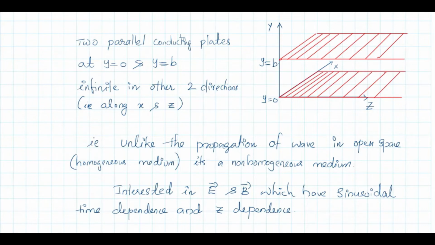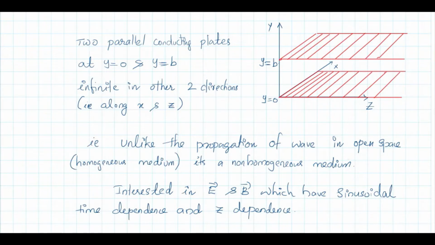Okay. Now, unlike the propagation of electromagnetic wave in open space, that is a homogeneous medium. If you consider the propagation of electromagnetic wave in an open space, in all the three directions, x, y, and z directions, the medium is homogeneous. But now, this is not a homogeneous medium along the y direction. Along the y direction, there are two metallic plates.